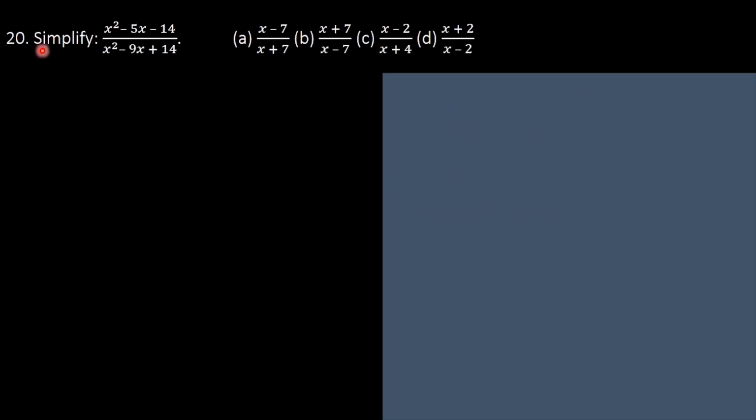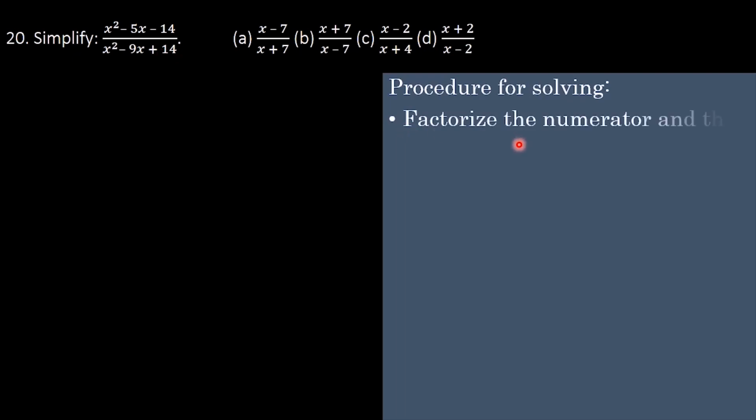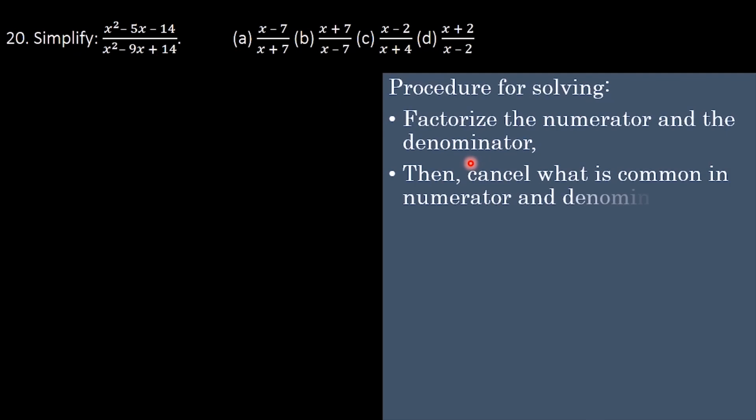Simplify x squared minus 5x minus 14 divided by x squared minus 9x plus 14. Here is the procedure for solving this. Factorize the numerator and denominator. That is the first step. Then cancel what is common in the numerator and denominator. Now let's check the solution.